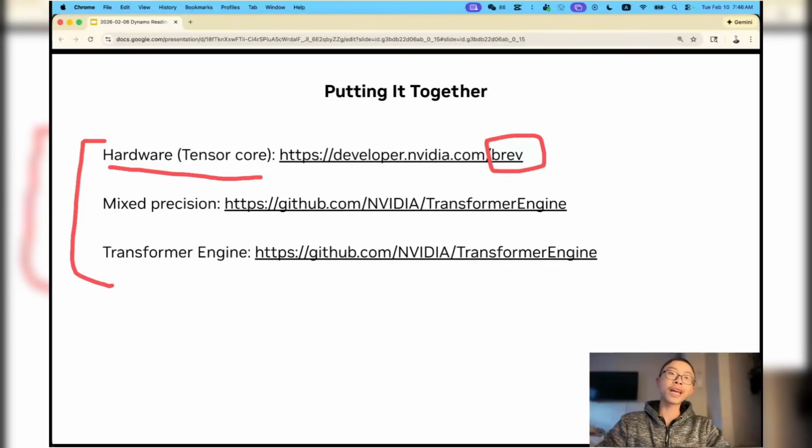But to leverage the Tensor Core, you need a mixed precision training paradigm. So your software needs to adapt. And that's when this transformer engine comes in. It defines all those transformer blocks and lowers the precision for you.